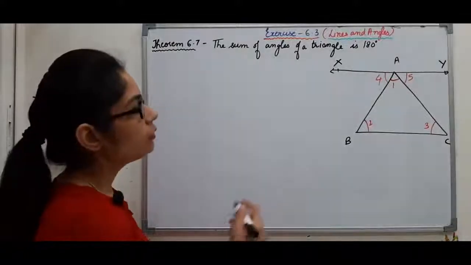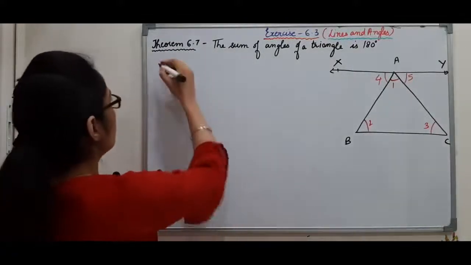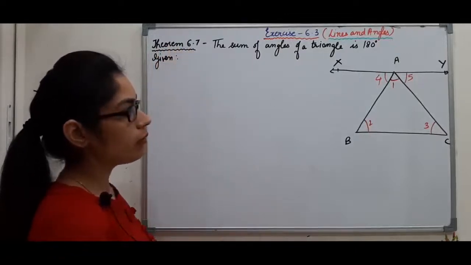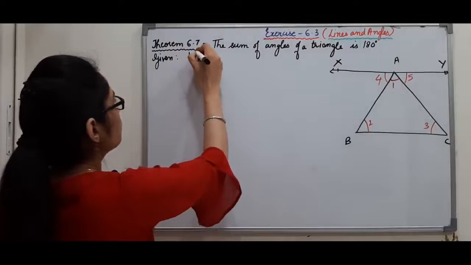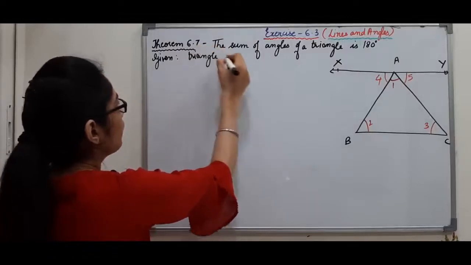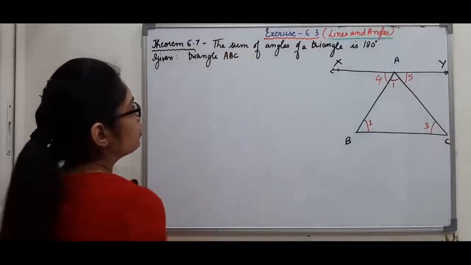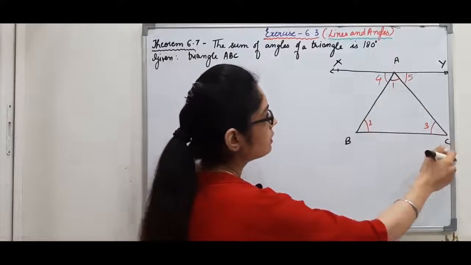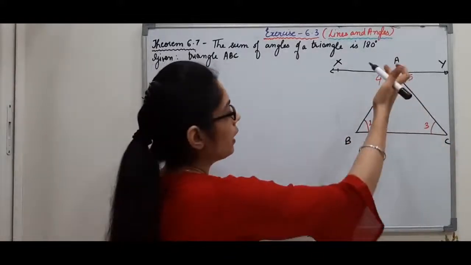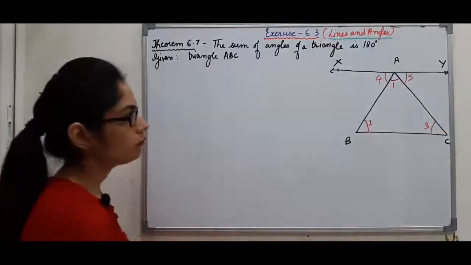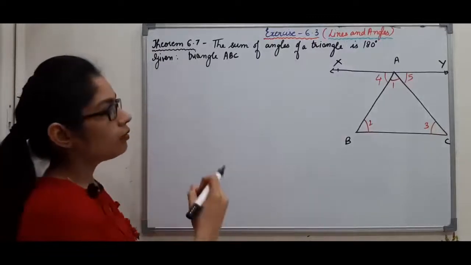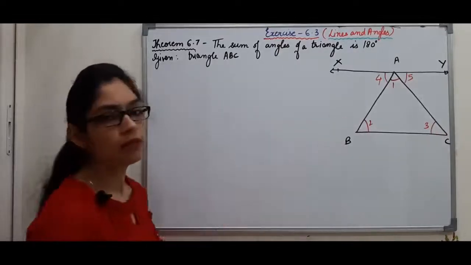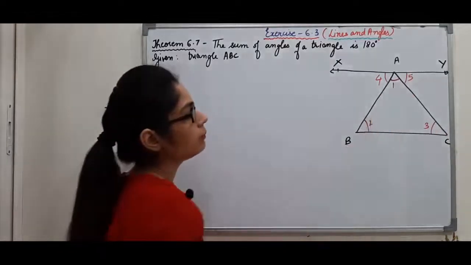Now let's start. A theorem always starts by writing the given things. Here we have been given one triangle ABC, so we can mention triangle ABC. One is angle A, another one is angle B and angle C. I have named these angles as angle 1, angle 2 and angle 3. If you want, directly angle A, angle B and angle C also you can use, but this is a convenient way, that's why I have given names.